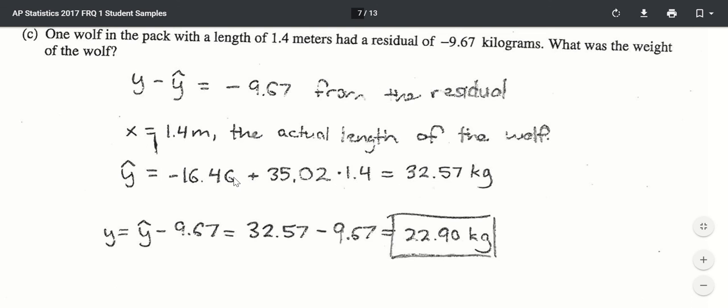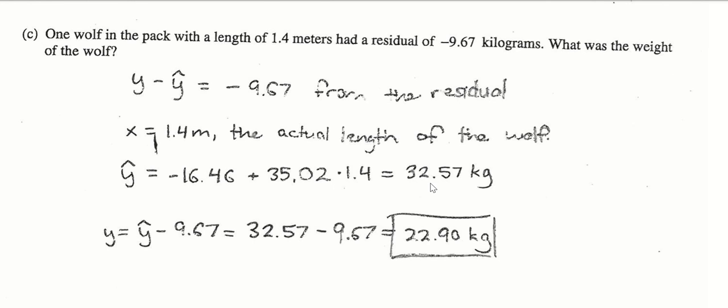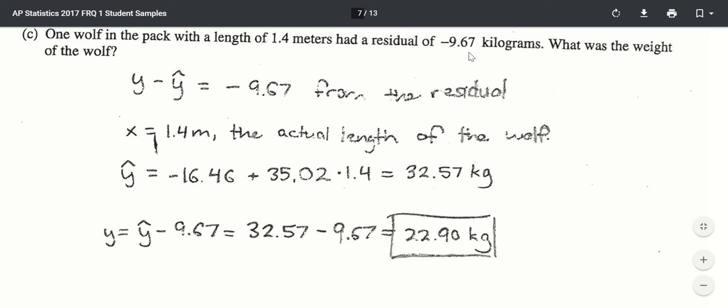So the prediction equation says take negative 16.46, add 35.02, but multiply it by how long the animal is. So in this case, I predict that this wolf is going to weigh 32.57 kilograms. Okay, great. That's what I predict. But then the problem goes on to say, wait, your prediction was off by negative 9.67 kilograms. So what was the actual weight of the animal?